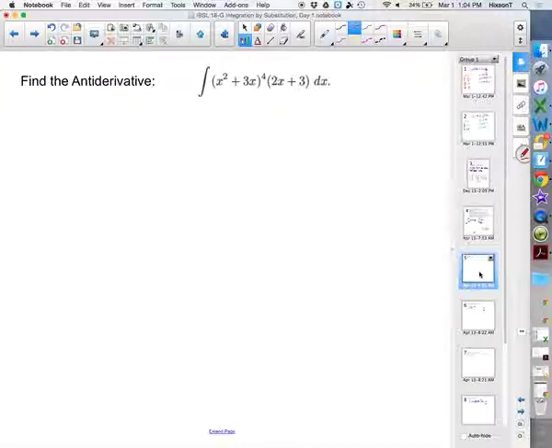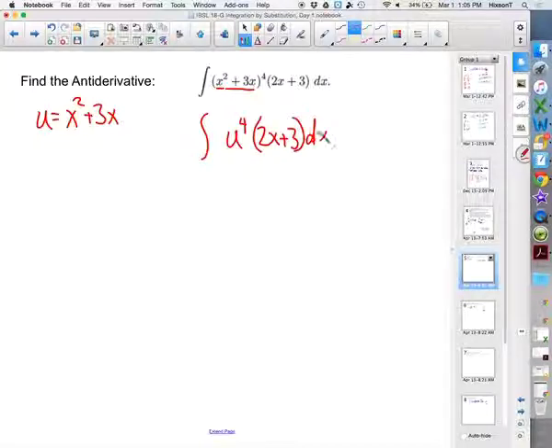Unless you're looking for it, you're probably not going to really notice, oh hey, I could use u substitution. But notice here I have this to the 4th power. I'm going to let that equal u. u equals x squared plus 3x. So I'm going to have the integral of u to the 4th something. I have 2x plus 3 dx left over still.